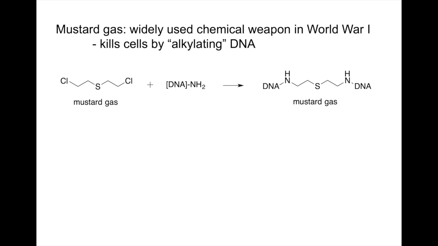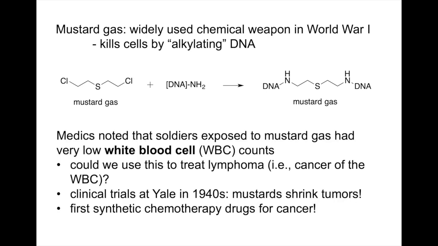DNA has tons of amines all over the place. It's going to alkylate DNA, which arrests the cell cycle and cells die. Okay, so it was known pretty early on that the medics saw that when soldiers came back exposed to mustard gas, these awful lesions, if you looked at their white blood cell counts, they were flatlined. There were very, very low white blood cell counts.